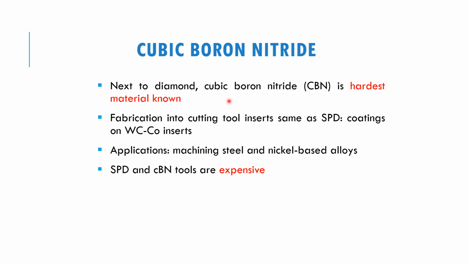the cutting tool. This one is fabricated into a cutting tool insert the same as the SPD. So usually it is used as the coating of the tungsten carbide insert. The application is for machining steel and nickel based alloy, which is a very hard, super hard material. So SPD and CBN tools are very expensive, so that's why they are used only for certain operations that require a very hard cutting tool.